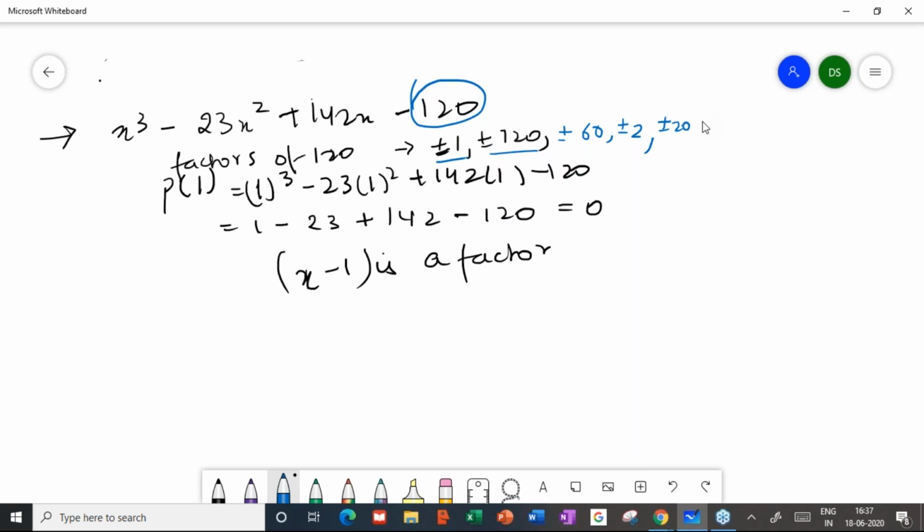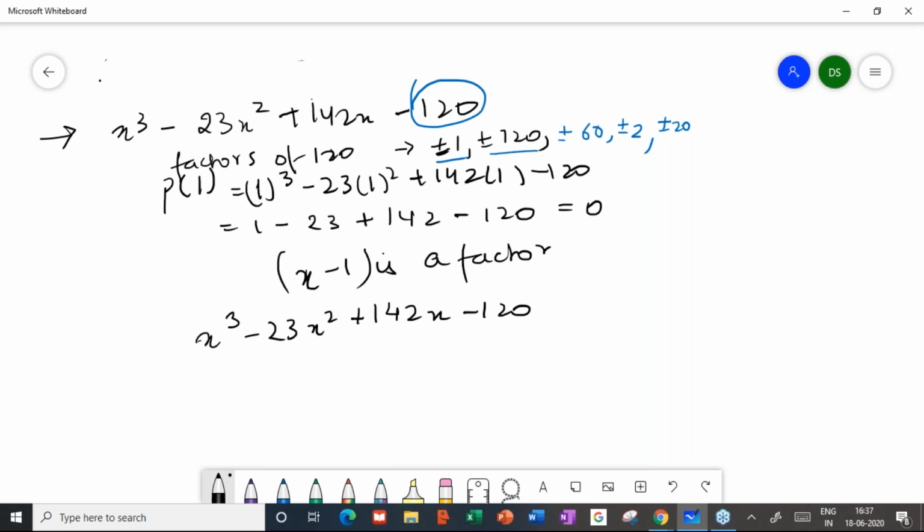So the convenient one to start with is 1. We started with 1 and the remainder was zero. Hence we know that 1 is a factor. That means x minus 1 is a factor. The next step is to write the whole equation in terms where you get x minus 1 as a factor in itself.